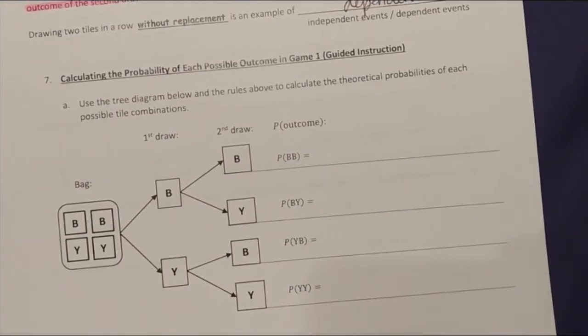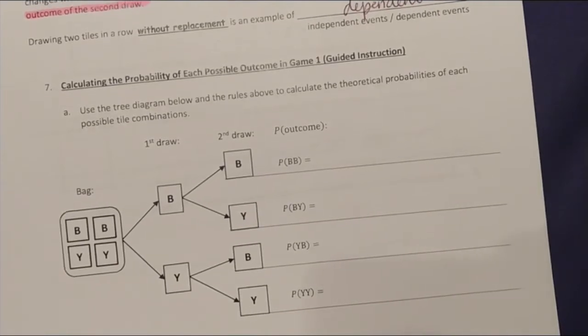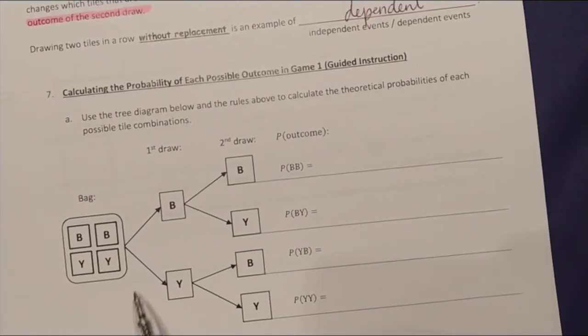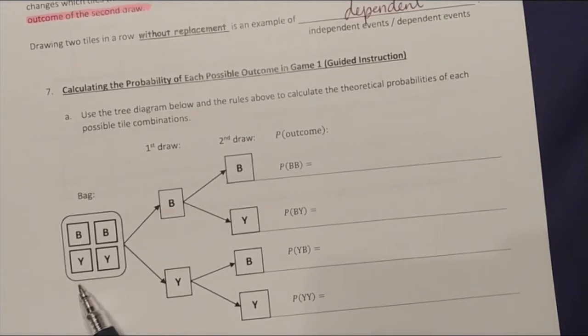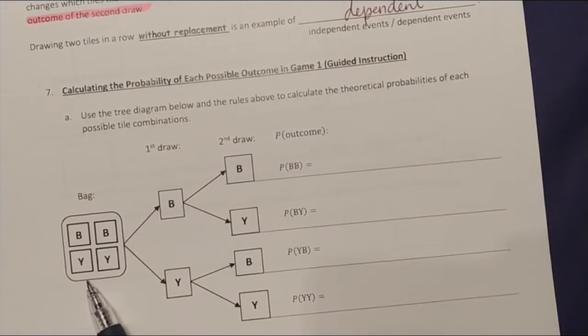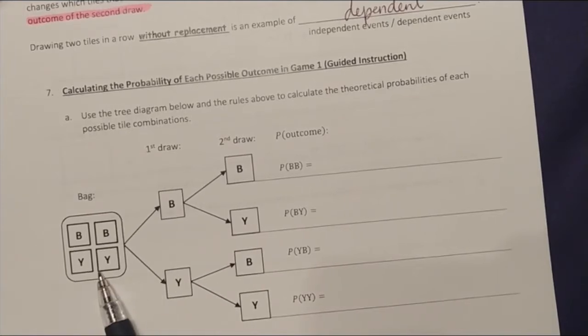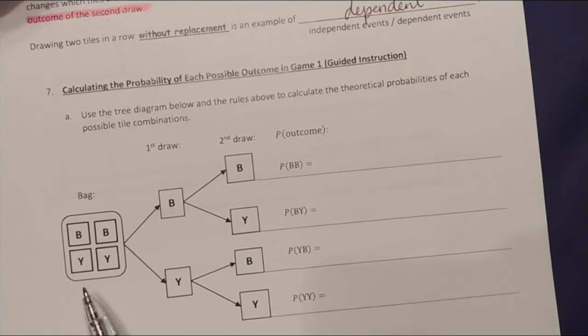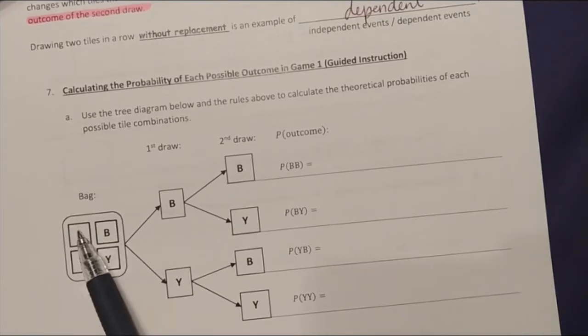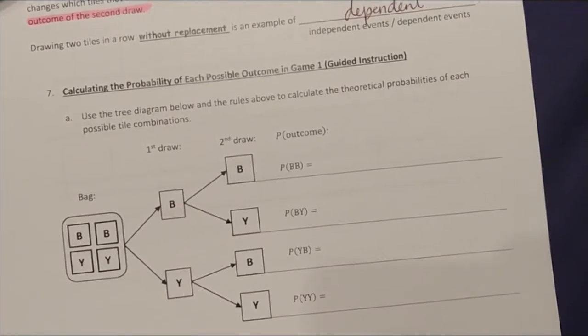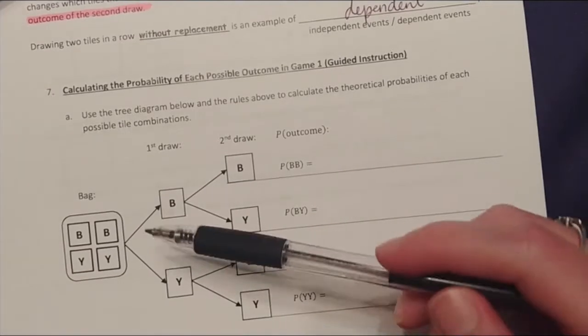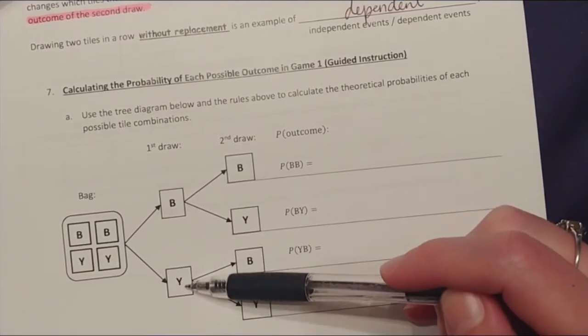So calculating the probability of each possible outcome in game 1. Okay, so here is a tree diagram. So as we did in 7a, a tree diagram is very helpful visually to understand what's happening, because sometimes people get very confused with probability. Even though there's no big formulas, people just get confused. And so by drawing a tree diagram, that can really help you see what's going on. So this is the bag, right? You have two blues and you have two yellows. So the first time you draw, you have two options. You can either get a blue or you can get a yellow, right?